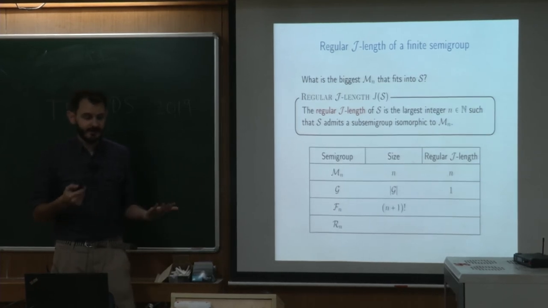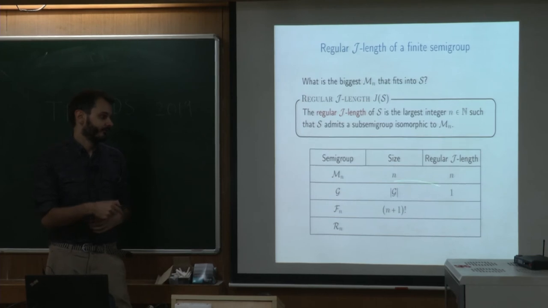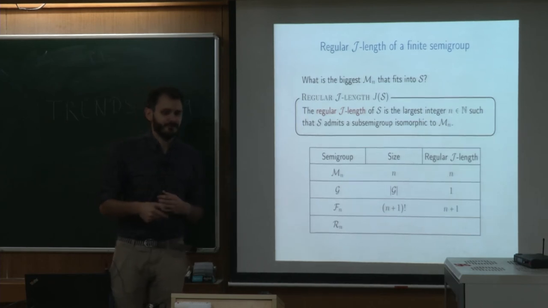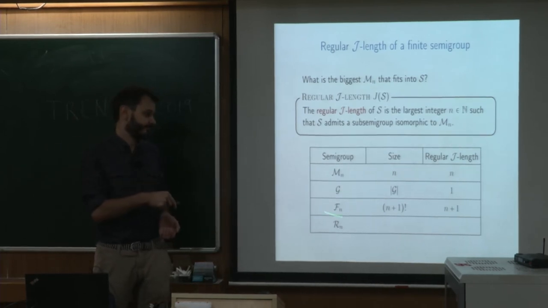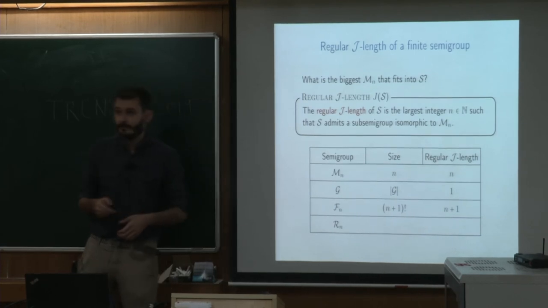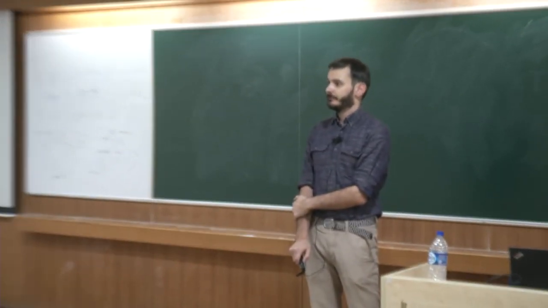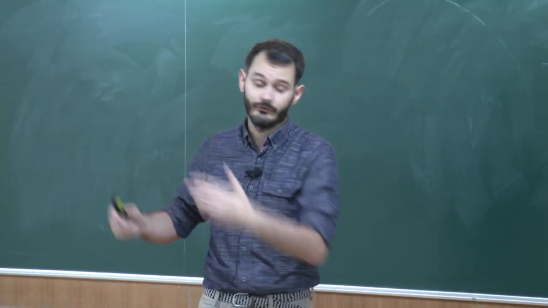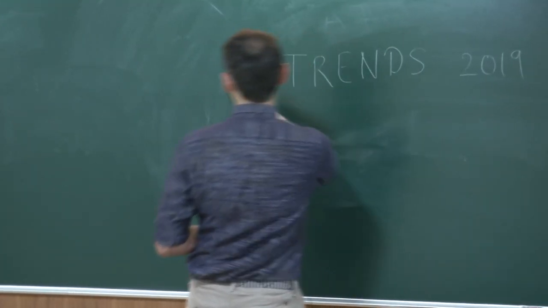What about functions? Remember Fn is the set of functions over n elements, equipped with composition. So it's partial functions. So yeah, that's why you have an n plus 1 factorial. And the regular J length is n plus 1. I won't prove that. It's a classical result; the Green's relations of this semigroup have been well studied. Did I make a mistake? The idea is that for every element, you choose its image amongst the n elements or nothing, since we have partial functions. It's not a factorial at all. It's n plus 1 to the n, yes. Sorry about that.